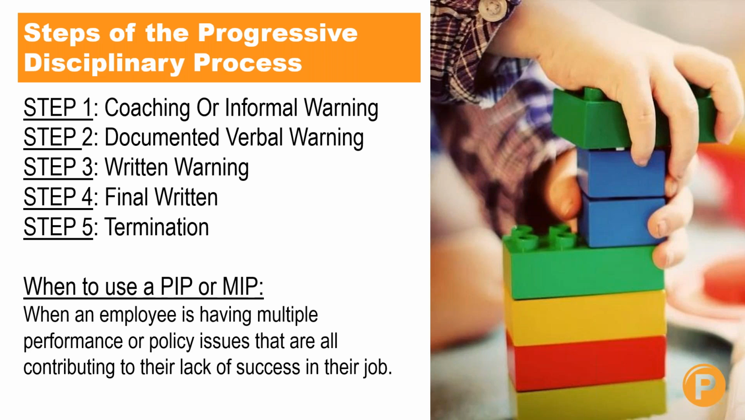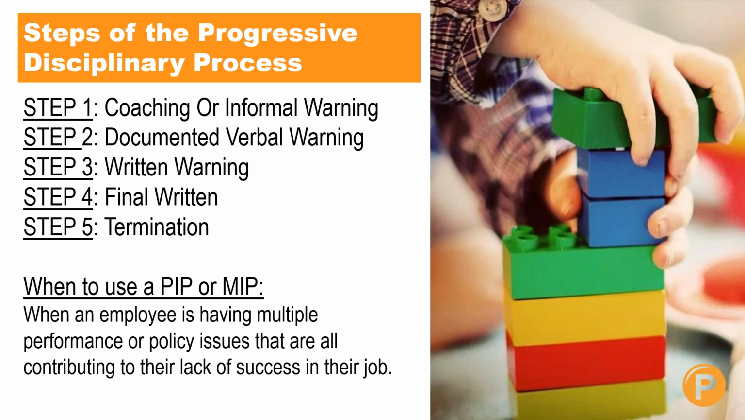So remember the PIP and the MIP that I talked about earlier. These methods are used when an employee is having multiple performance or policy issues that are all contributing to their lack of success in their job. So this is a document that is definitely more customized than a corrective action, and it allows for a great deal of discretion by management in terms of how they want the employee to proceed and what the timeline really is as far as expectation goes to allow them to improve on their behaviors.